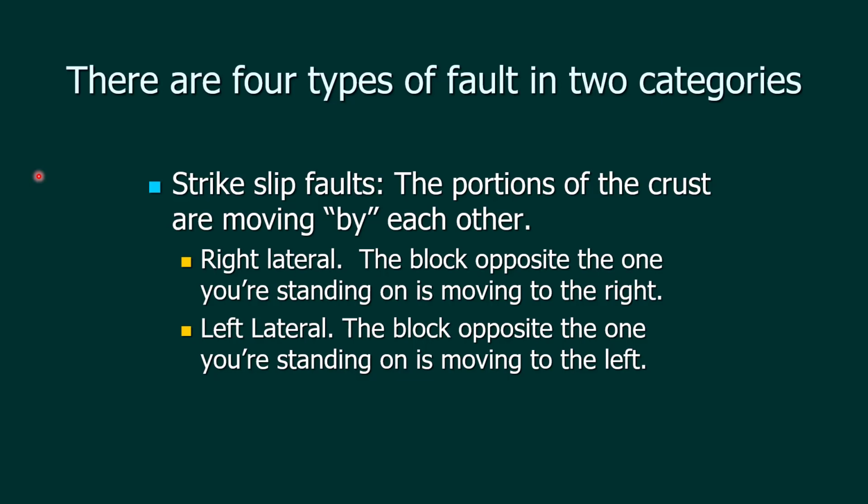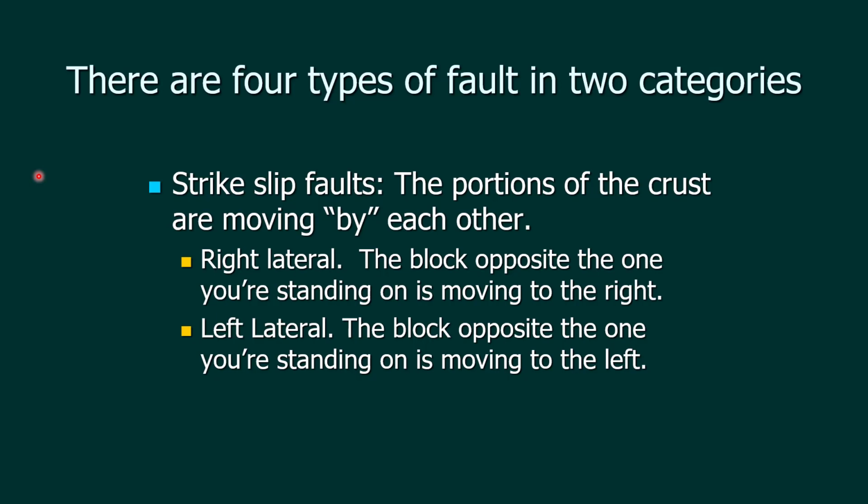Strike slip faults are kind of like the San Andreas fault, right? This is what's happening when you have portions of the Earth's crust moving past each other. This is kind of the equivalent of a transform plate boundary. In fact, transform plate boundaries make strike slip faults. And there are two kinds, right lateral and left lateral.